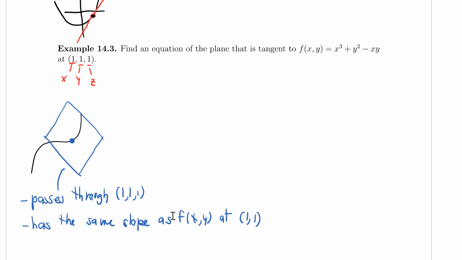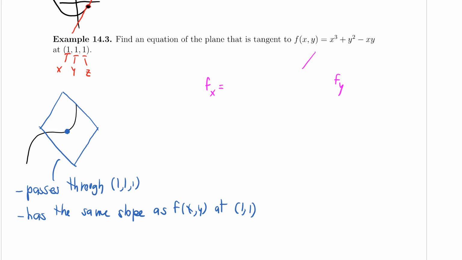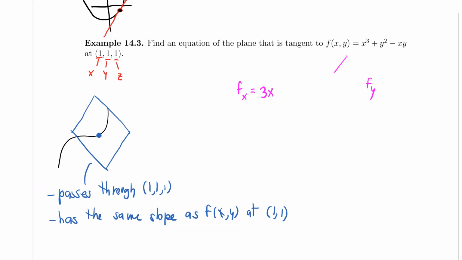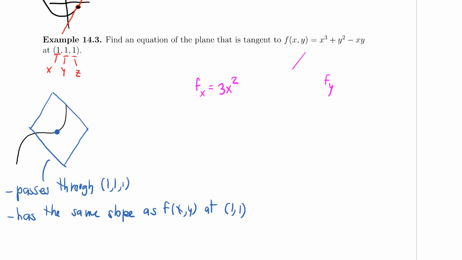So first things first, I need to find the slope of my f of x, y at 1, 1. That means I need to find the partial derivative of this function with respect to x and with respect to y. So let's see, my f sub x, the partial derivative with respect to x, is going to be 3x squared. And then the derivative of y squared is gone because y is a number. Derivative of negative xy is going to be just negative y.